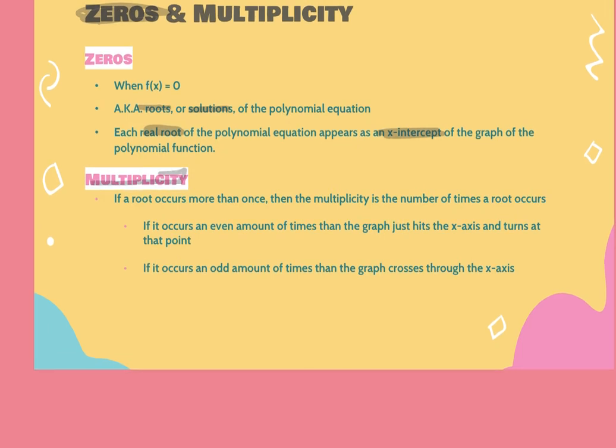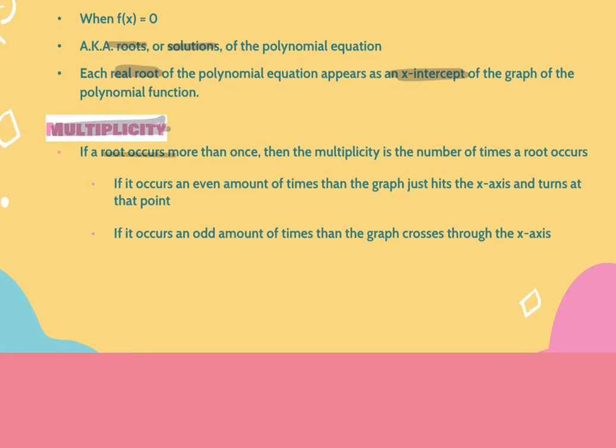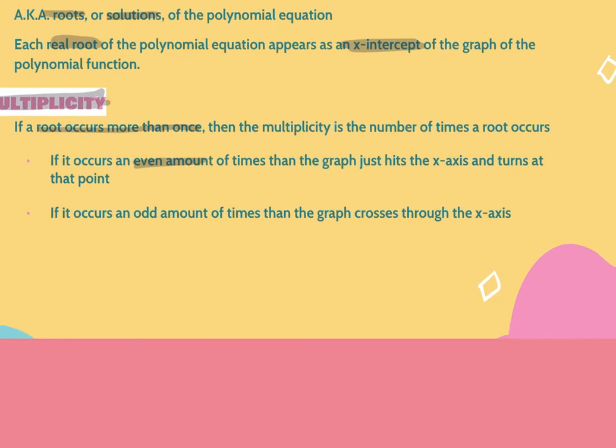The multiplicity tells you what happens at that x-intercept. If a root occurs more than once, which is why it was important in that last homework question, and it occurs an even amount of times, it's going to hit the x-axis and turn at that point, or bounce off the axis at that point. If it occurs an odd amount of times, then it crosses through the x-axis at that point.